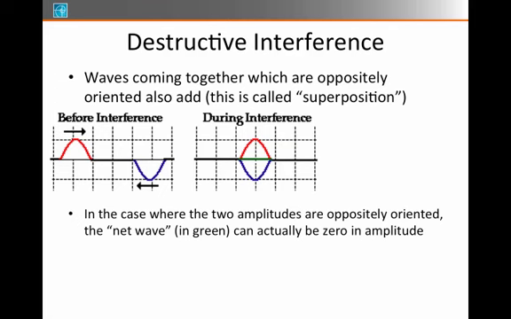In this case, when the two waves are oppositely oriented, the net wave can actually be smaller in magnitude than the sum of the two magnitudes, or even as small as 0 in amplitude. This is what's known as destructive interference.